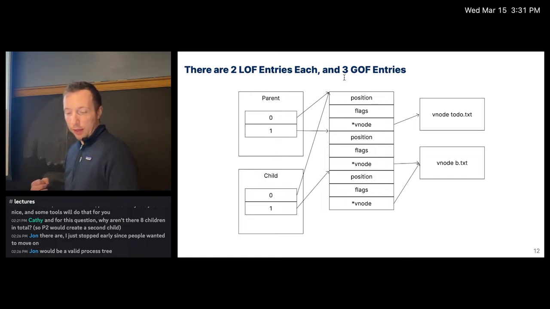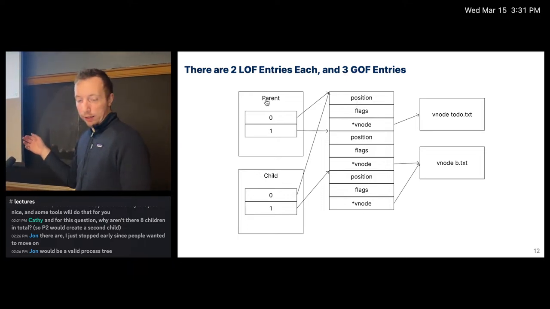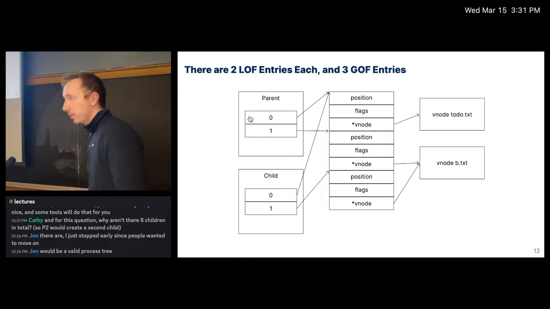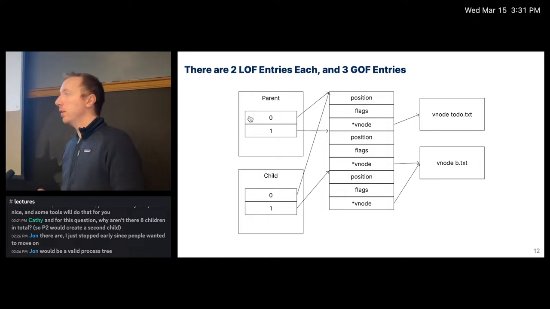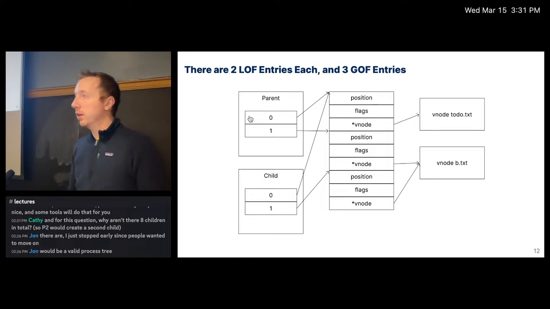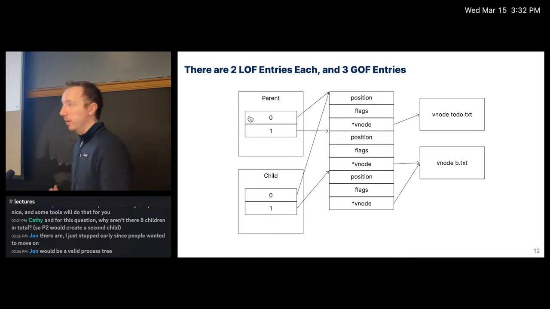Oh, so this in the middle is the global open file table, and this in each process is the local file table for each process. Yeah, the local open file table is just a number that then points to the global file table.